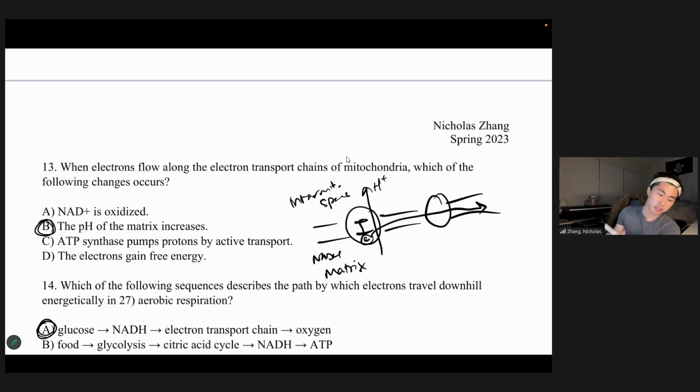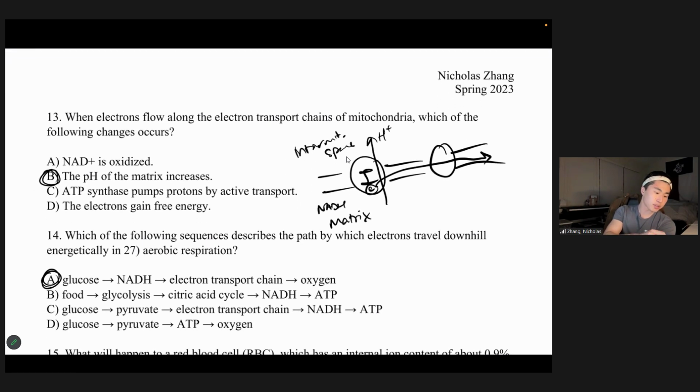When electrons flow along the electron transport chain, which of the following occurs? So as you're moving these protons, or these hydrogen ions, into the intermembrane space from the mitochondrial matrix, that lowers the concentration of hydrogen ions inside of the matrix, right? If you have a lower concentration of hydrogen ions, that means it's going to become less acidic, because the concentration is lowering. And that also means the pH is going to increase. It's going to become more basic. So that's what the answer is for question 13.